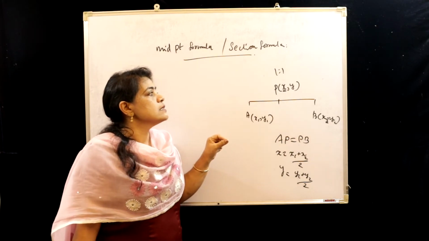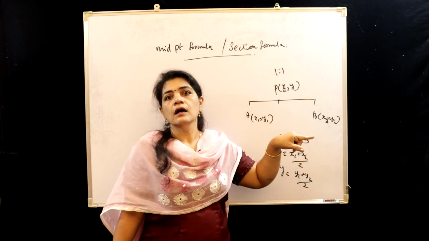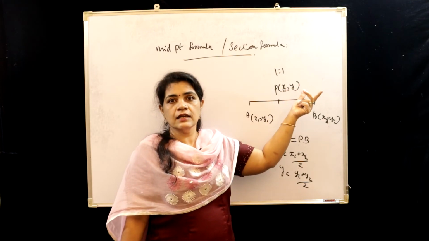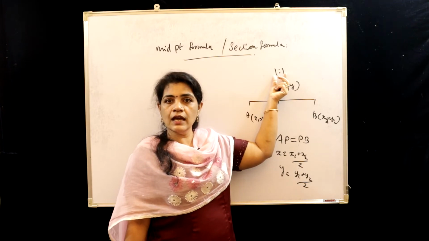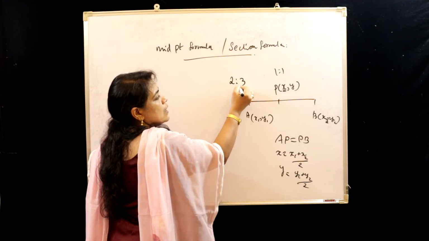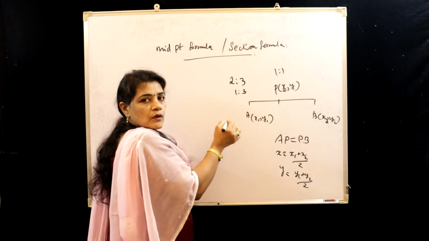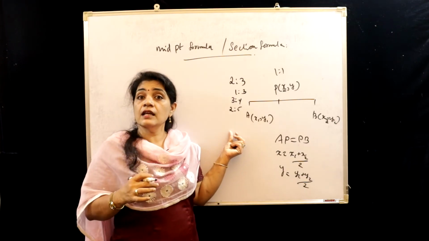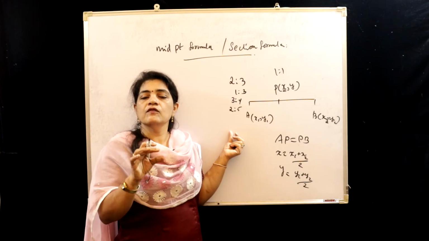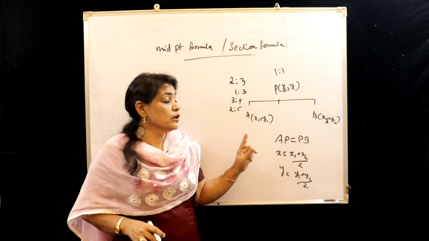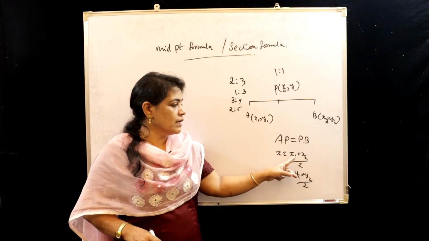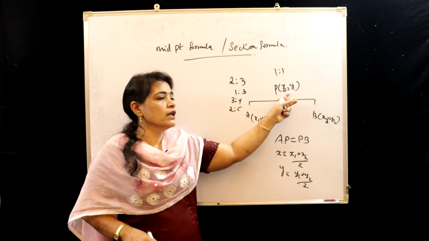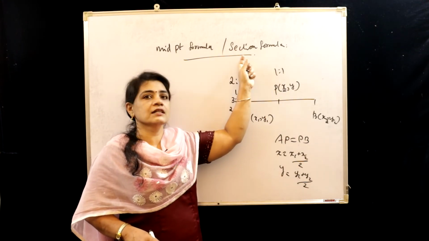In some cases, point P will not be the midpoint. That means the ratio will be different; the first value and second value, antecedent and consequent, will be different, such as 2:3 or 1:3, 3:4, 2:5. If a ratio like that is given, point P will not be the midpoint. In that case, we cannot use the formula (x1 + x2)/2 and (y1 + y2)/2 to get the coordinates of P. For that we have the section formula.